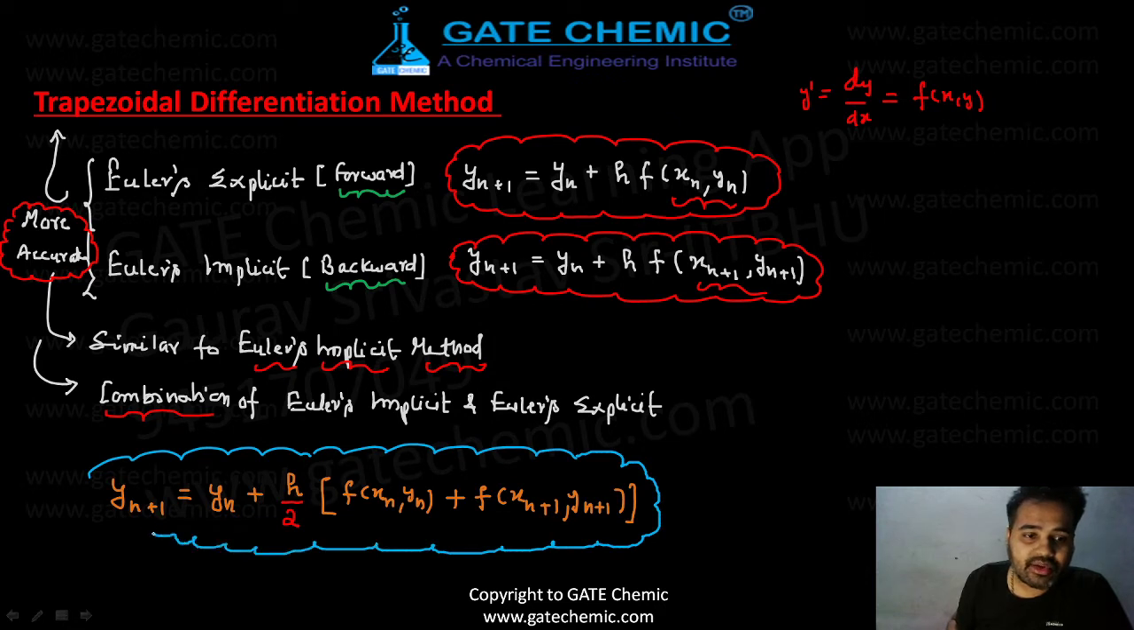Okay, and you can see beta, it is similar to Euler's implicit. Why implicit? Because in implicit you have the x n plus 1, y n plus 1 term, and here also x n plus 1, y n plus 1. That means y n plus 1 is present in the LHS as well as in the RHS.